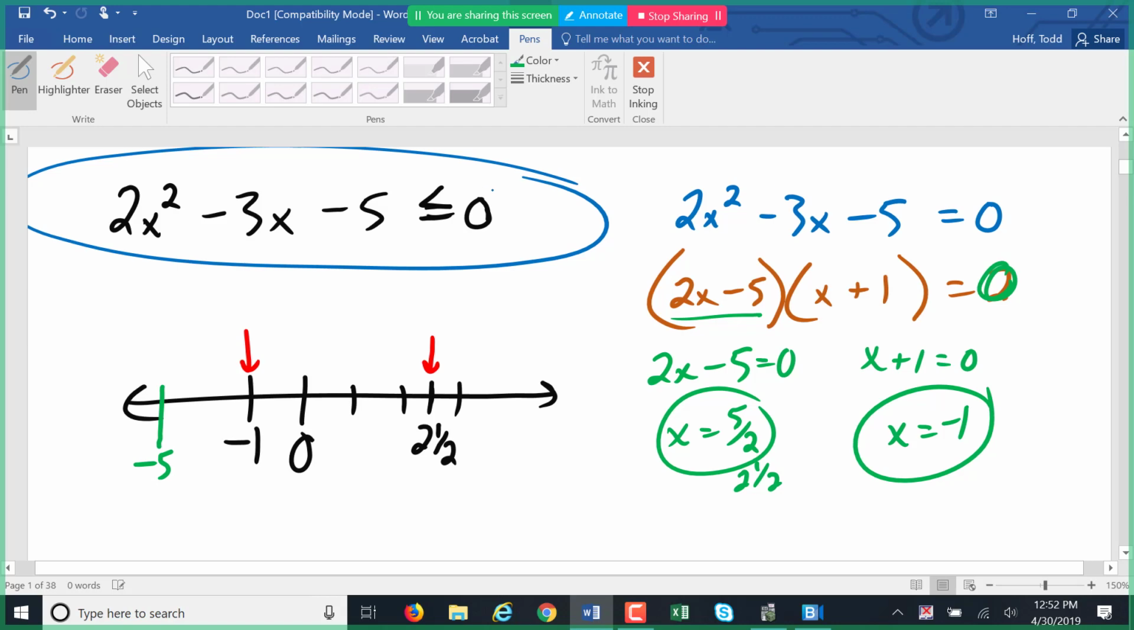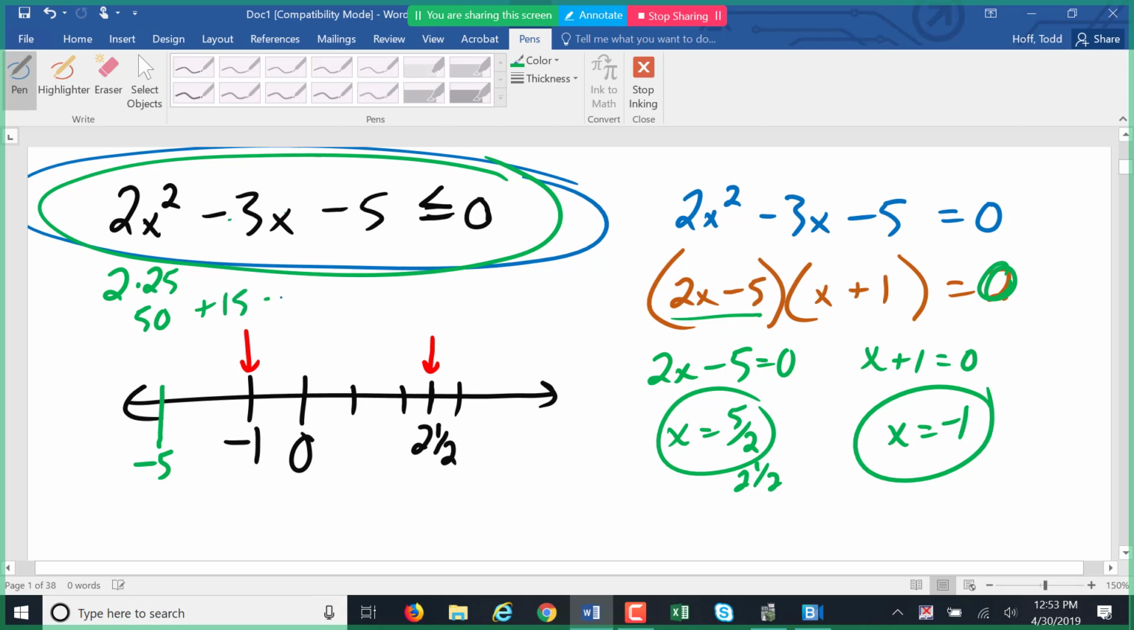If I put -5 into this original equation, is it true? I put -5 in there. -5 squared is 25, so that'd be 50. -3 times -5 is a positive 15, minus 5. Well, that actually ends up being 60. That is definitely not less than 0. So this is not true at that location.